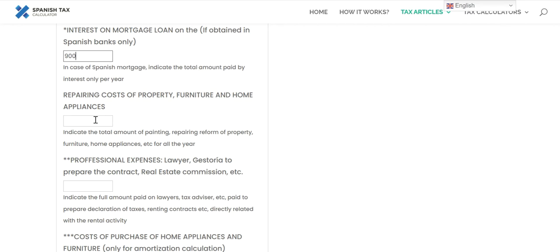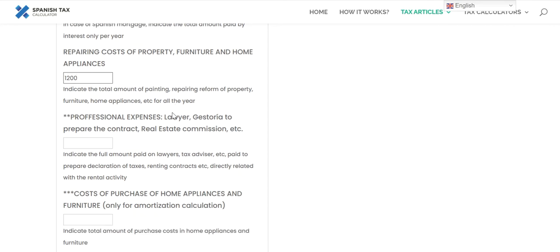Also, imagine that you have paid 1,200 euros in repairing furniture and home appliances, for example white goods like a freezer or washing machine, etc. And also that you have paid professional expenses to a tax advisor who has cost you 400 euros per year to prepare your taxes. And also you have paid a commission of 500 euros to the real estate agent for the services to rent your property.